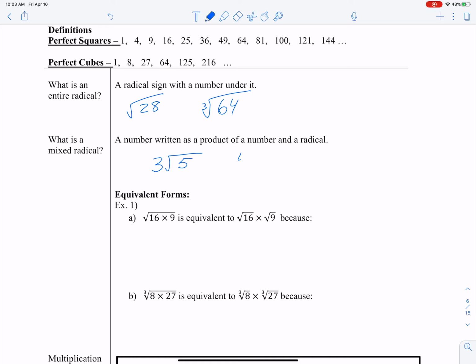Another example, here's a 4. Then we have our radical with the 3, and then our 10. So just be aware that this 3 is the index of this radical. It is not part of the 4. It's not saying 4 to the power of 3. It's a 4 multiplied by the cube root of 10. So those are mixed radicals. You have a number out front, then your radical sign with whatever the index is, and a number under the radical sign.